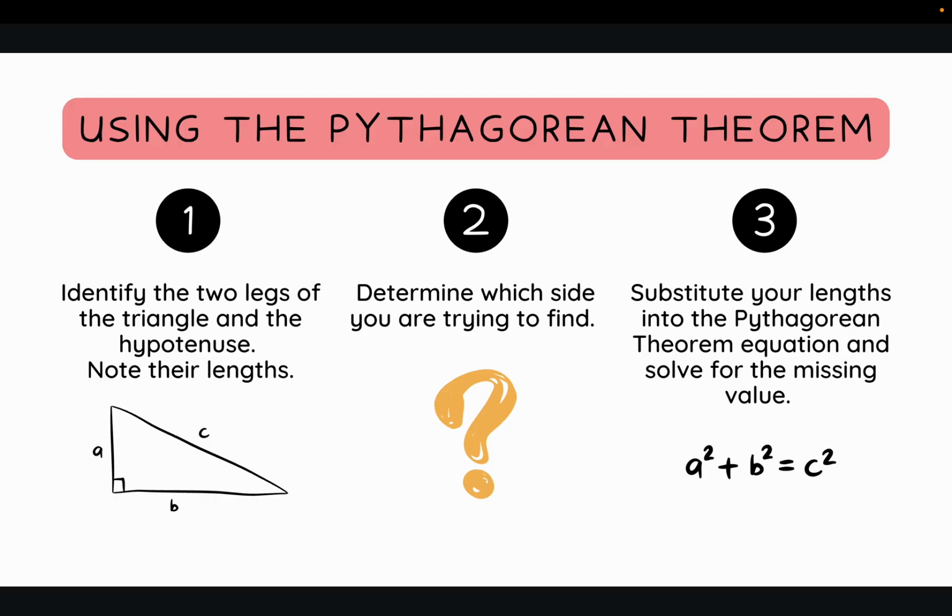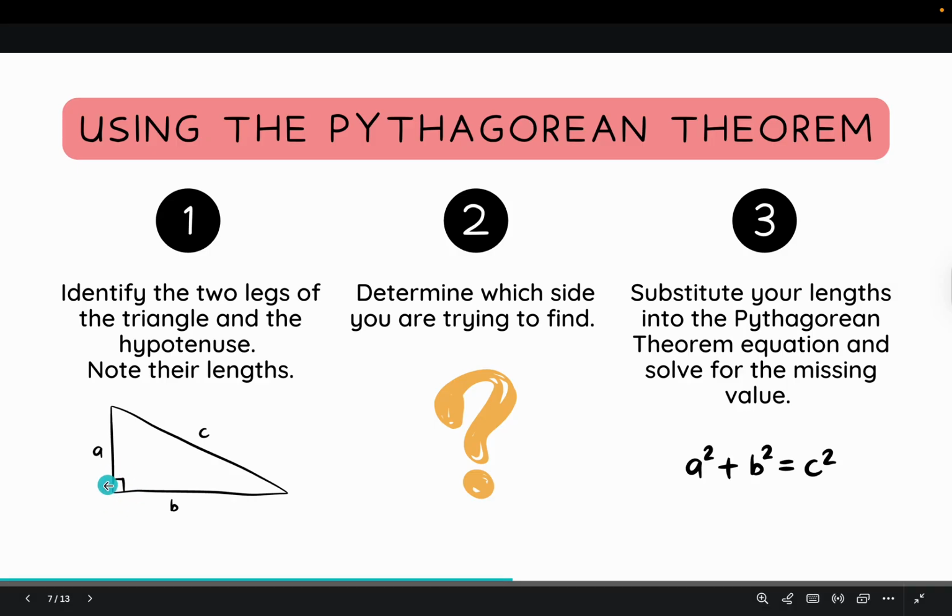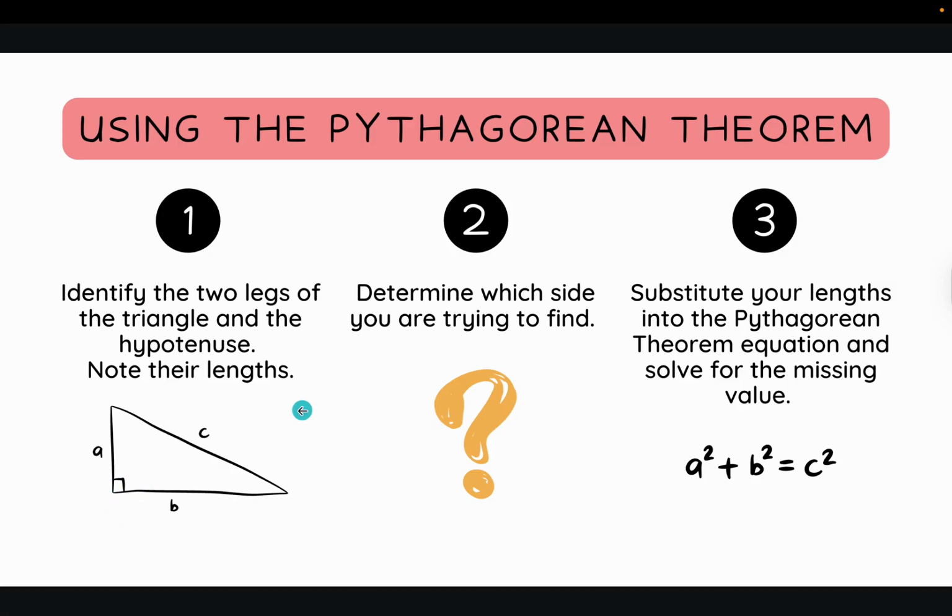All right, so using the Pythagorean theorem, when are we going to use it? How are we going to use it? What do we need it for, right? So in step 1, we're going to identify the two legs of the triangle and the hypotenuse. Note the length. A is a leg and B is a leg, correct? Because it forms this right angle.